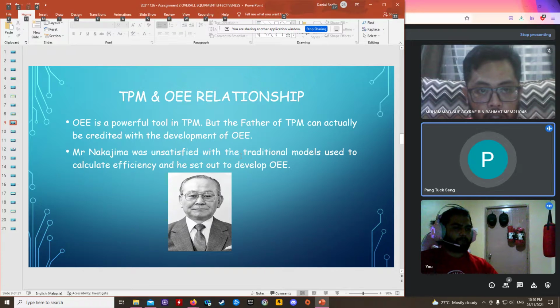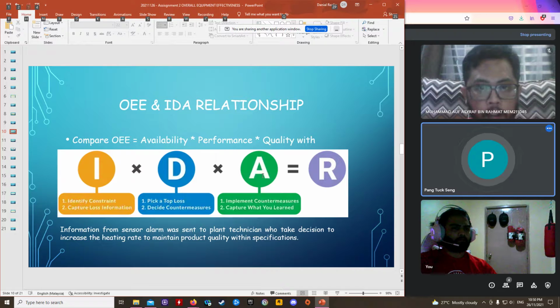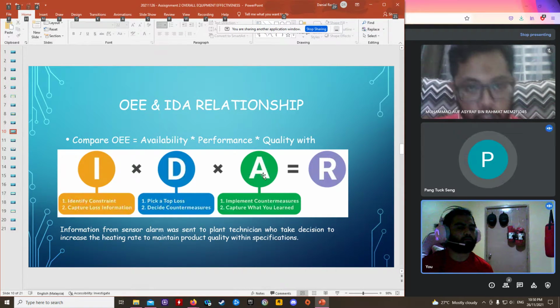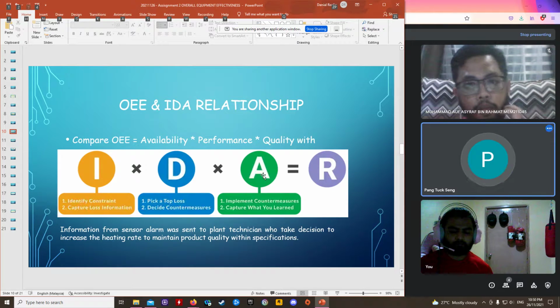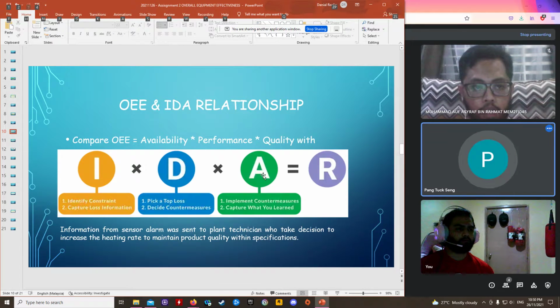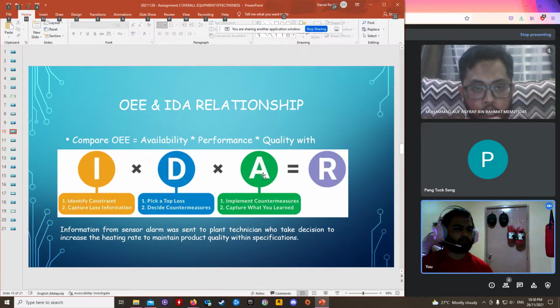Now we talk about this TPM and OEE relationship. OEE is a powerful tool in TPM. The father who created TPM, Mr. Nakajima, should in fact also be credited with the development of the OEE methodology itself. What actually prompted Mr. Nakajima to develop the OEE is that he was unsatisfied with the traditional method used to calculate efficiency, and proceeded to develop a more complicated method comprised of availability, performance, and quality, as mentioned by my colleague just now. Next slide, please.